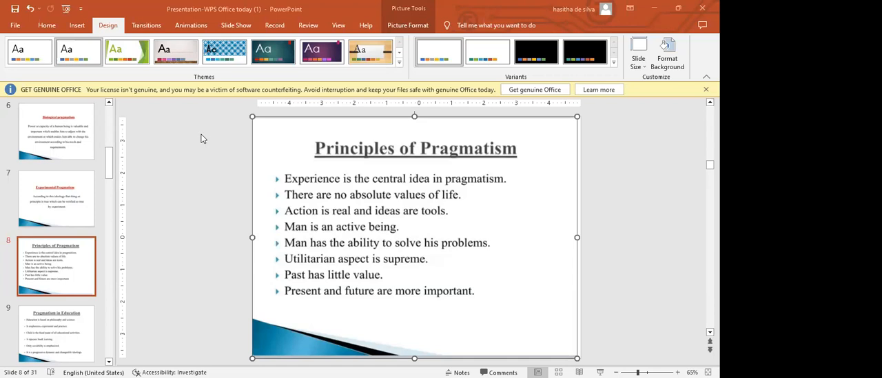Moving to my next one, the present and future are more important. According to this, they have basically said that humans should not stick to their past. So, each individual has to solve the problems of their present and their future life, which means the present and the immediate future are greater than the past.